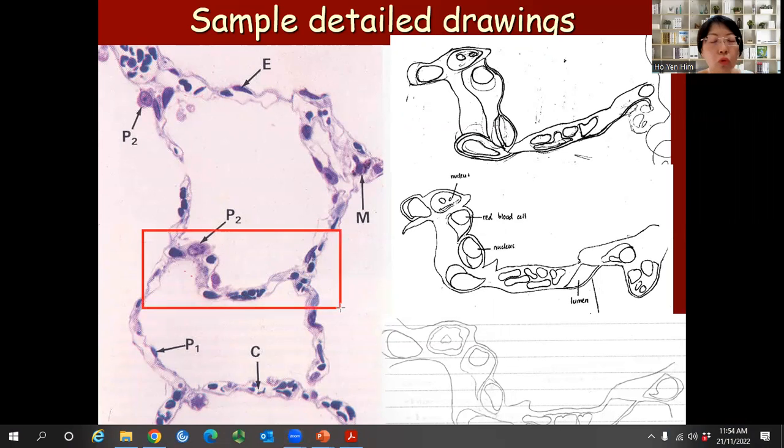So you need to choose the wall where the individual cells are very clear, the individual capillary is very clear, the nucleus is very clear, so you can draw and label them. So you need to scan around the slide to look for the area where the cells of the wall are very clear. You zoom in there and you draw that one.